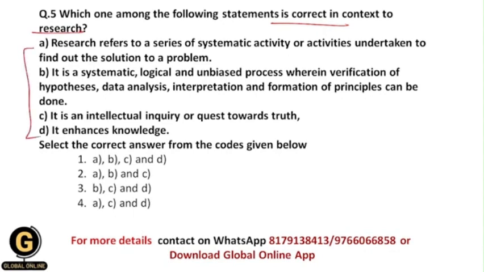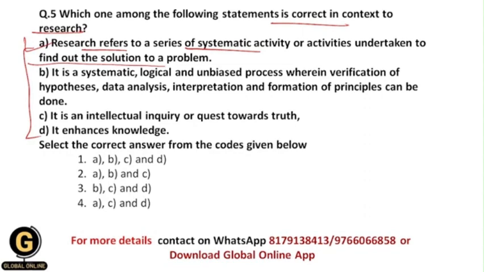So here we have given 4 statements which are relevant to research, and we are going to find out the correct statements which are relevant to research. So now let us see these statements one by one. Research refers to a series of systematic activities undertaken to find out the solution to a problem. So this is really very easy, and we have seen a lot of times what exactly research is. So research is a systematic activity, because here we follow the scientific procedure and we do the research because we want the solution to our problem, and that's why the first statement is correct in context to research.